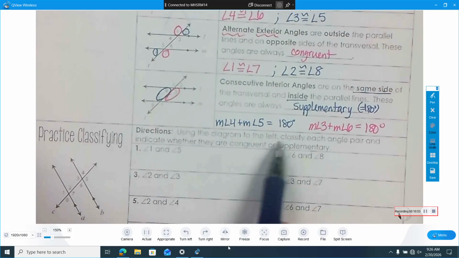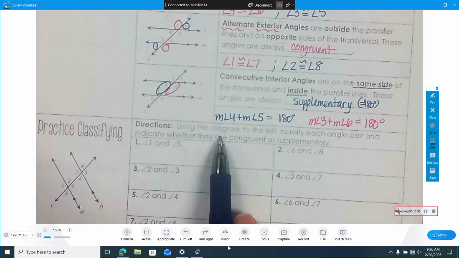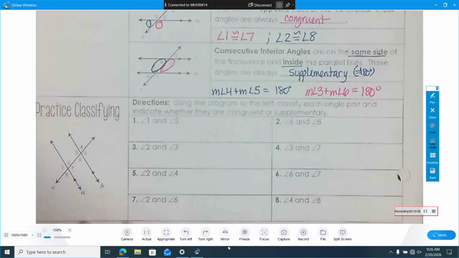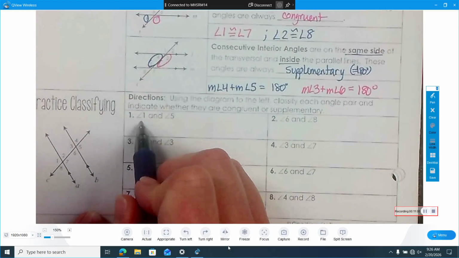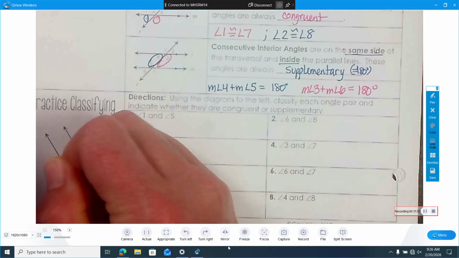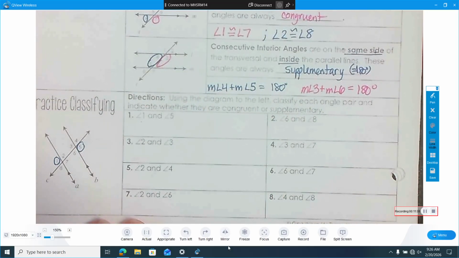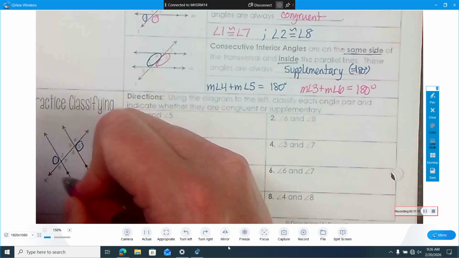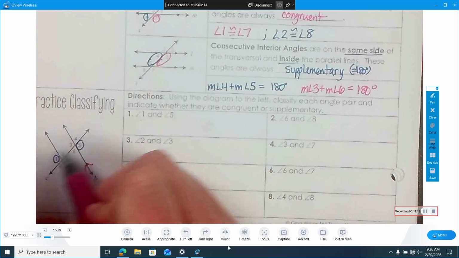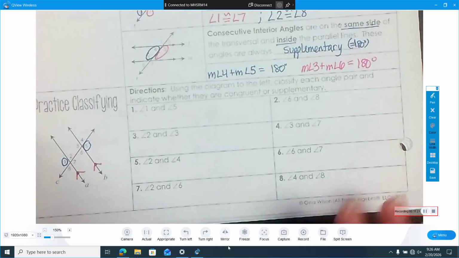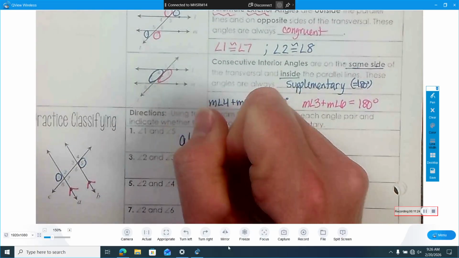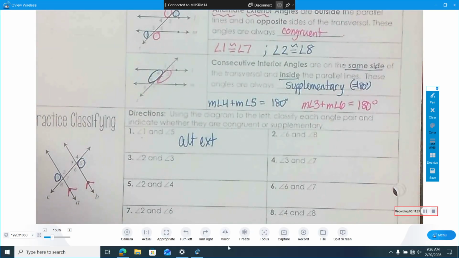So using the diagram to the left, classify each angle pair and indicate whether they are congruent or supplementary. So let's go through this. Angle 1 and angle 5. What special name are those? Alternate exterior. Very good. Yep, here's our little parallel lines. So they are on the outsides of the parallel lines. So these are called alternate exterior angles. Are they congruent or supplementary? Congruent. Very good.